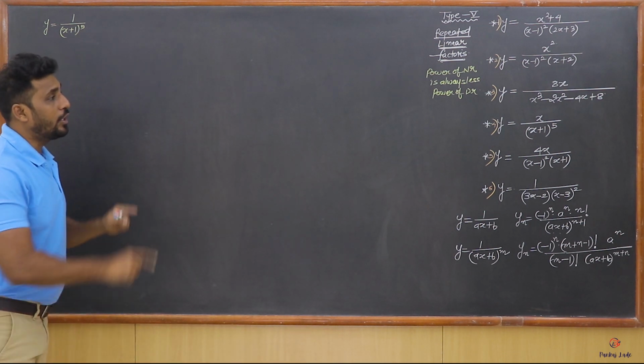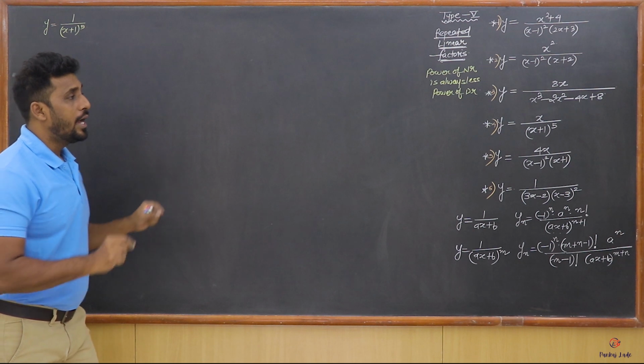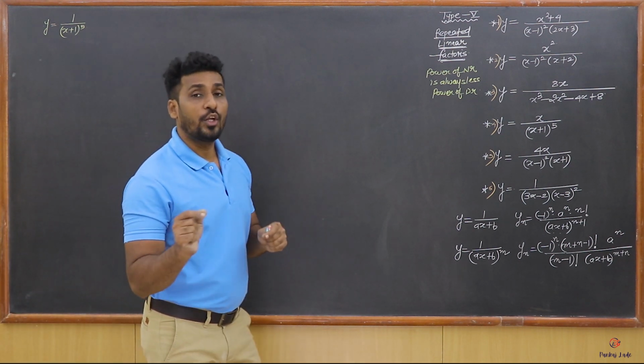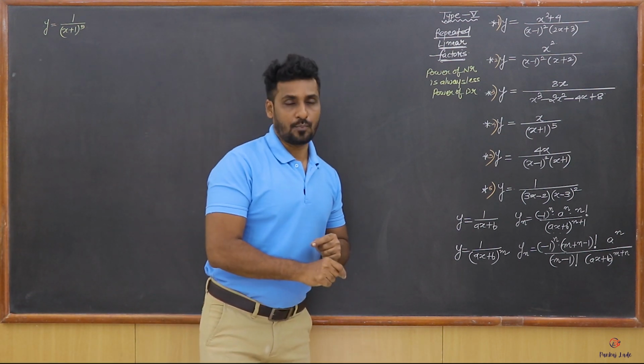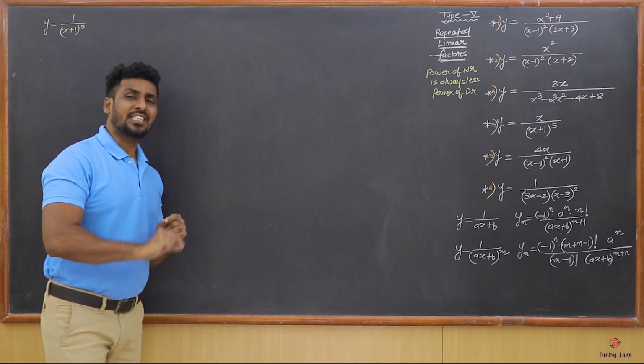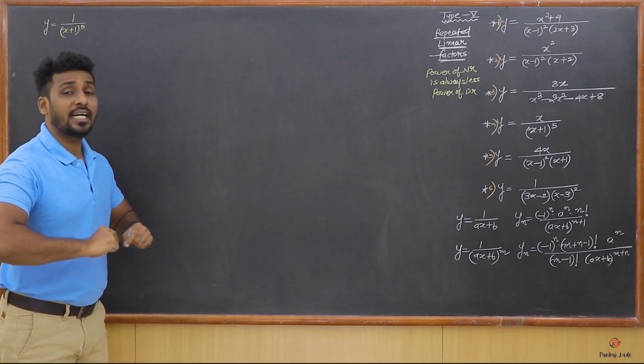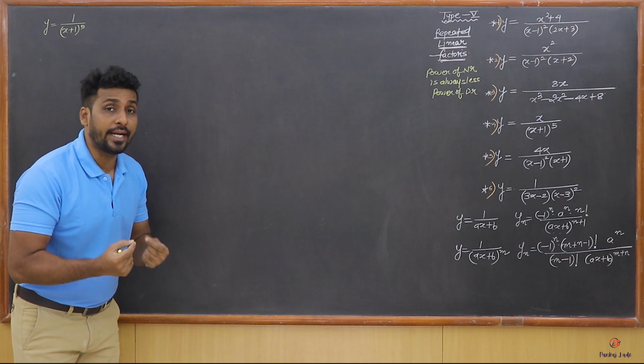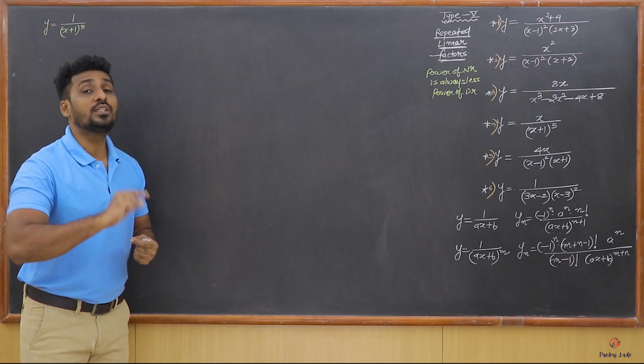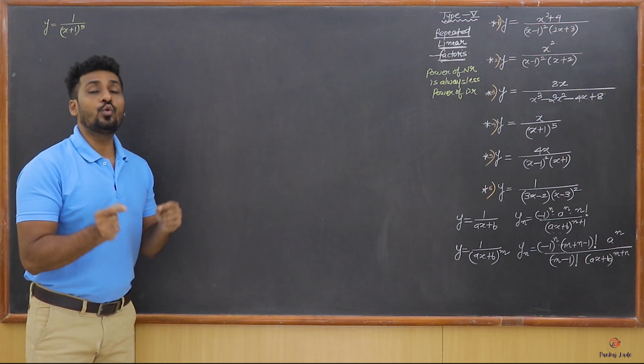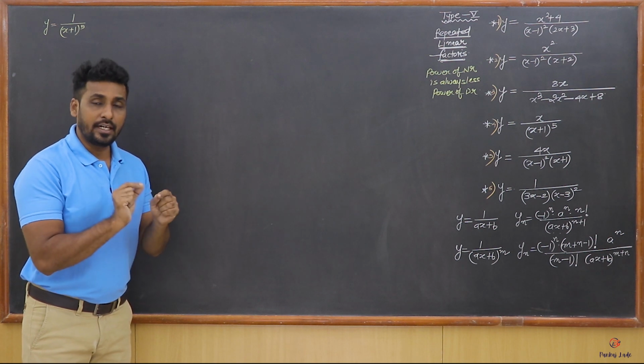So observe carefully all of the questions which are written on the board. Everywhere you can see that the power of the numerator is always less than the power of the denominator. The only extra thing that I'm able to see over here is that the terms present in the denominator are linear factors which are repeating themselves. So you need to tackle this question slightly in a different method.